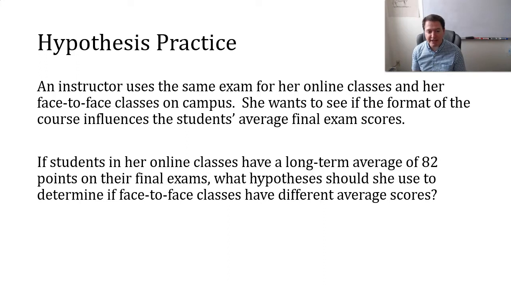And she's got this kind of baseline value where her online classes have an average of 82 points on their final exam. So I'm given a mean, right, an average of 82 points. That should be leaning us into, oh, that's probably what I want for my hypotheses. But it says she wants to determine if face-to-face classes have different average scores. So definitely now, as I see this, we're talking about differences in a mean. So I should have a mean in my hypotheses.